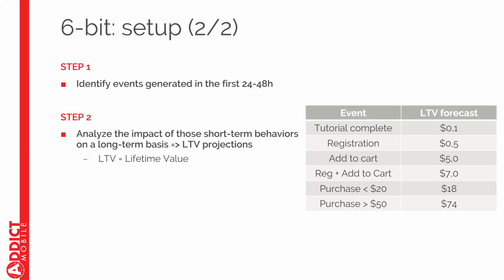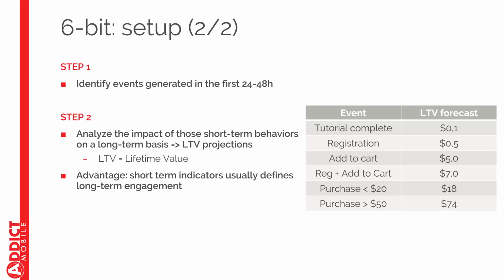So let's say my users are generating add to cart on this campaign a lot. So I think their lifetime value will be $5 because that's what usually happens. And others are generating a purchase under $20. So these users will generate $18 on a long-term basis. So I may go more for the campaign that generates more purchases under $20 because it seems to be more profitable for my business.